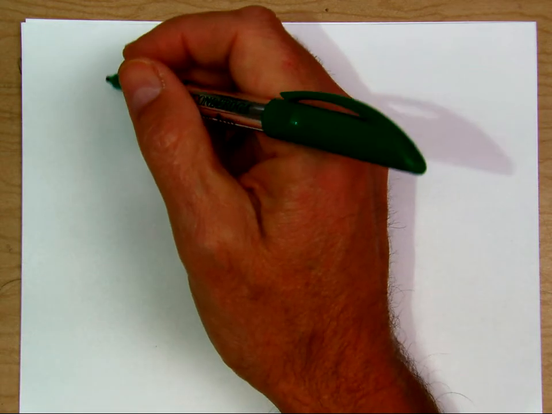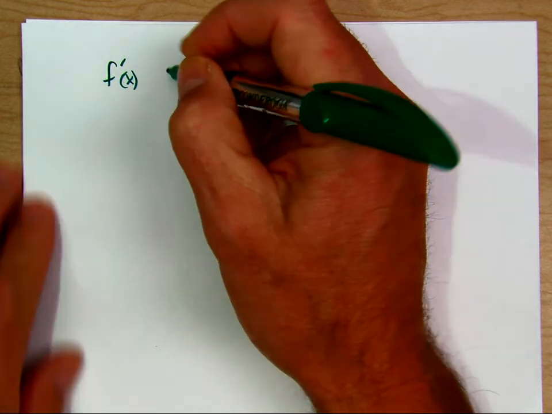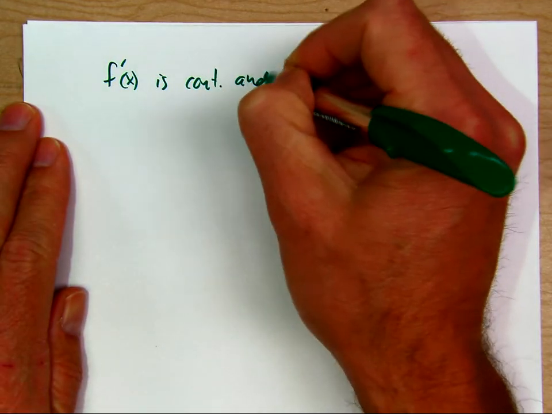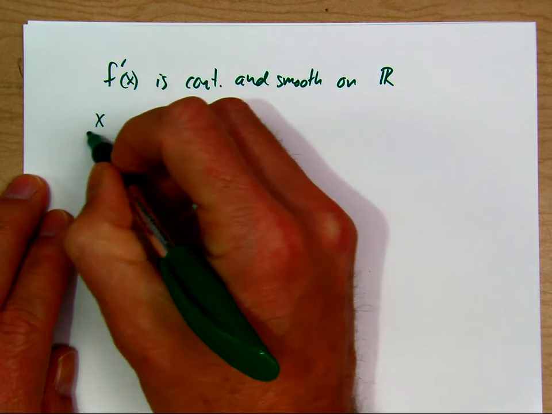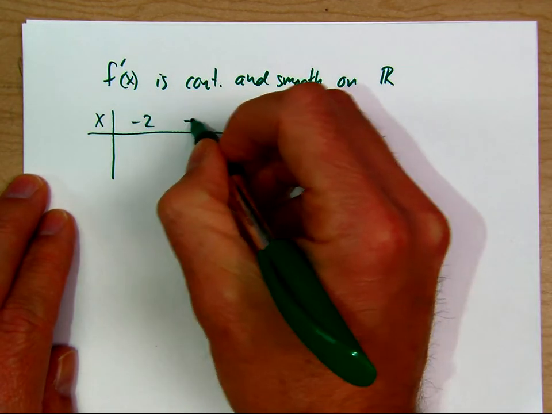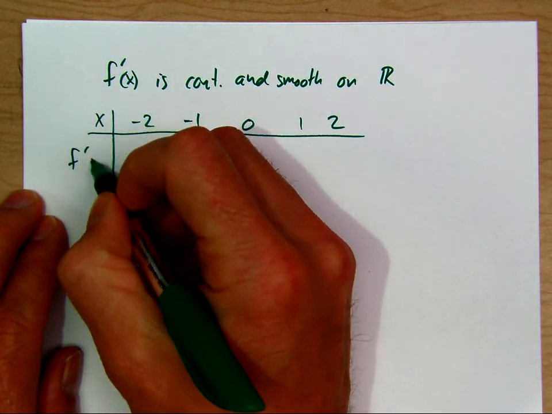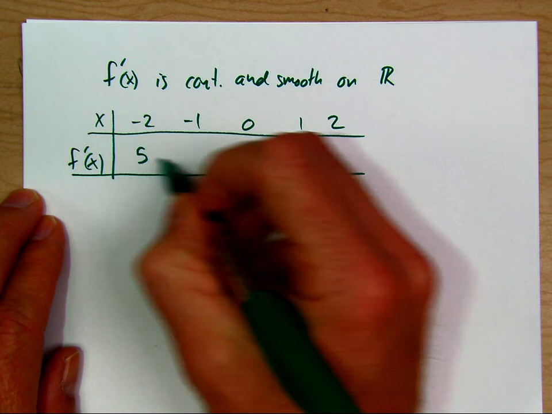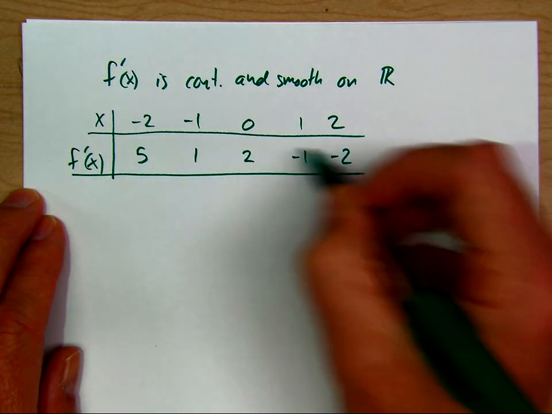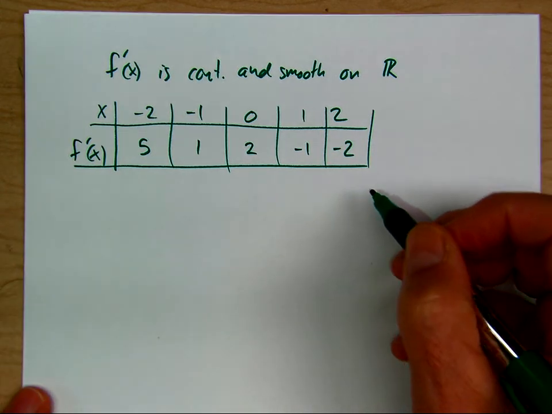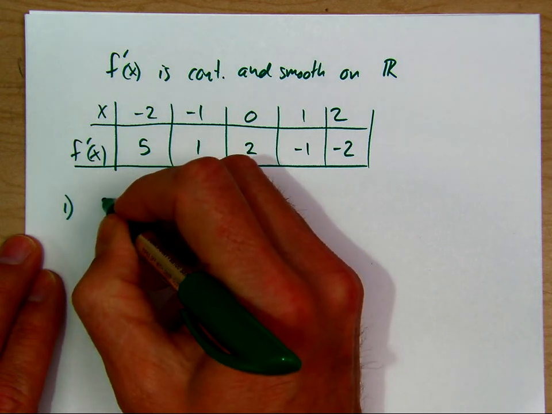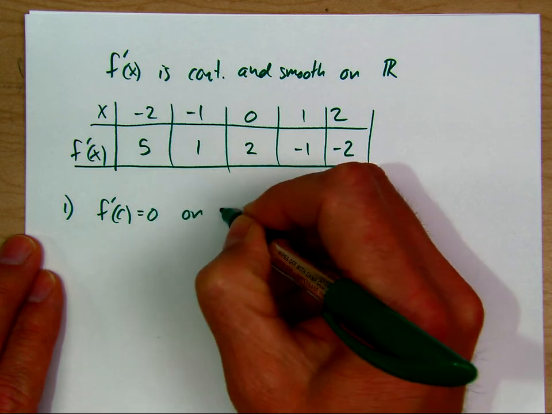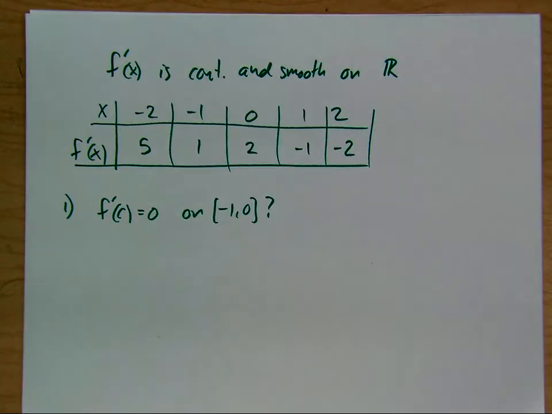All right, and then just so that we don't get too comfortable with f and f prime, let's look at f double prime, or f prime. F prime is continuous and smooth for all real numbers. Is there a C such that f prime of C equals 0 on -1 to 0? Pause the video and try that one.